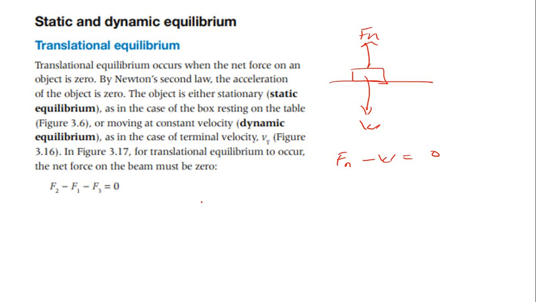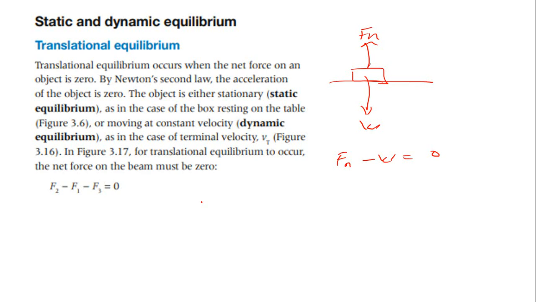Or well, it won't have an acceleration because of the constant velocity that it has. Good. So that's what these equilibria speak to. Translational equilibrium is just when the net force is equal to 0, and all it's really telling us is that the acceleration is equal to 0.